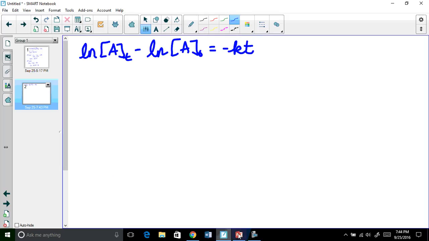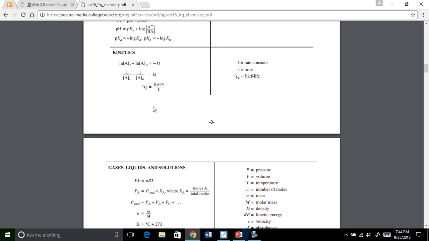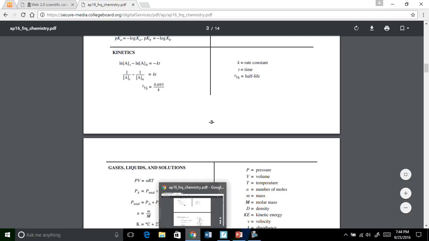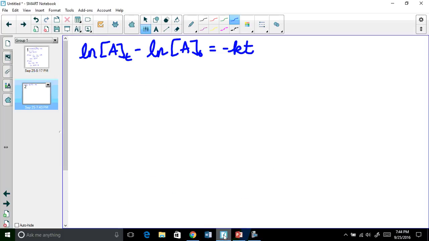At this point, before I show you the antiderivative stuff, just ln of a sub t minus the ln of a sub 0 equals negative kt. Just take it off the sheet. And this is what we know. The problem says that the rate law constant was 6.40 times 10 to the negative 3 over minutes.